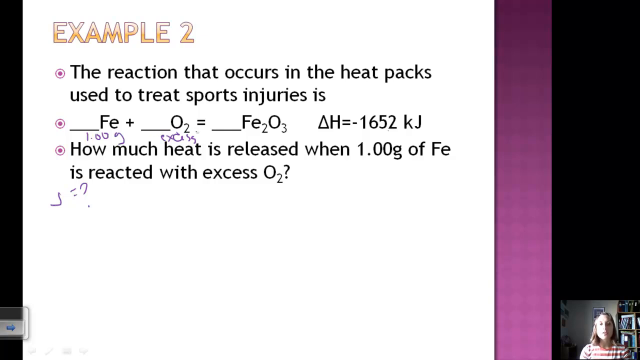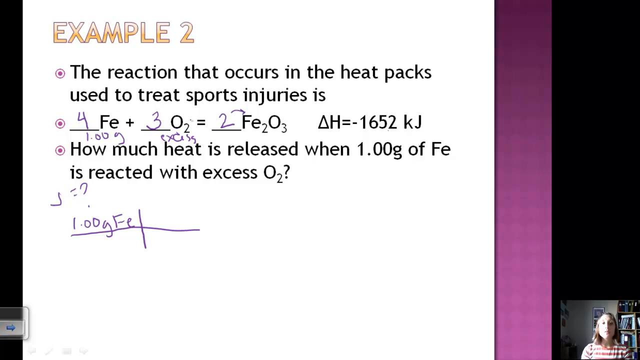Well, if I have 2 oxygens here and 3 here, I want a number that's going to make them the same. So I want 6. If I put a 2 in front, that makes 6 oxygens there. A 3 here gives me 6 oxygens for my reactant. And then the last thing I need to do is my iron. 2 times 2 irons gives me 4. Okay, so I'm going to start with what I'm given in the problem, which is my 1 gram of iron.